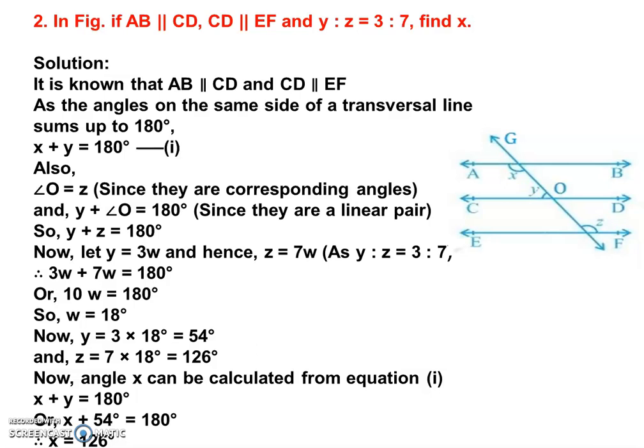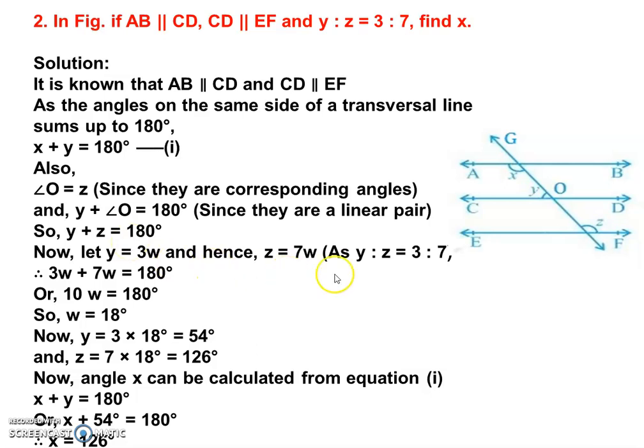Also, I can say that this angle O plus angle y is also equal to 180 degrees because they form a linear pair of angles. And angle O and Z are corresponding angles. These two angles are corresponding. So angle O and angle Z are equal. So I can replace here angle O with angle Z. So I get y plus Z is 180 degrees.